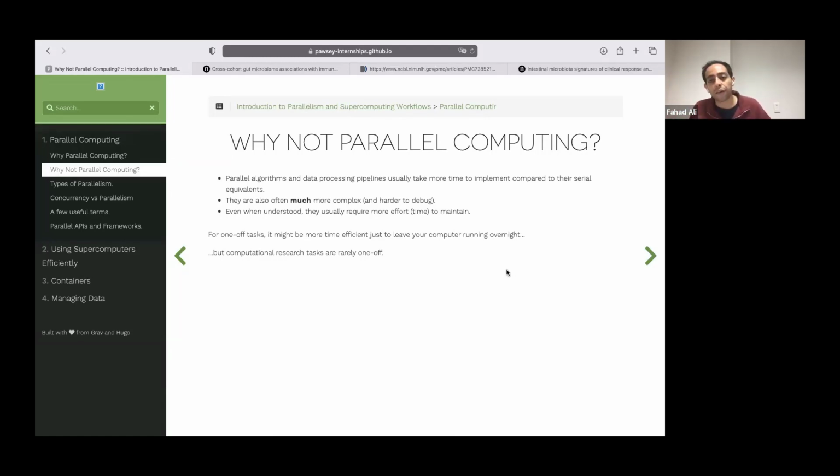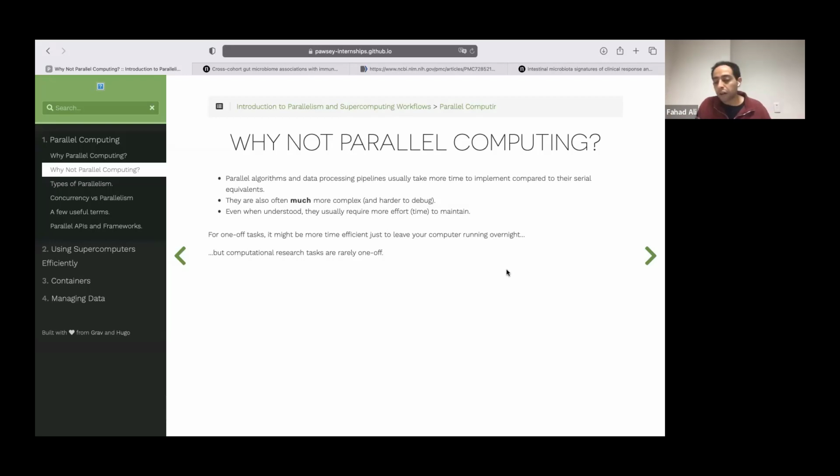But if you want to parallelize that task, that takes time. That involves some amount of complexity, and it also means that whatever complexity you add is harder to debug, right? So the bigger or more complex a program is, the harder it is to find where things go wrong. So even if you do understand what's going on and you know where the problems are and you can debug them, it does involve some time commitment to maintain.